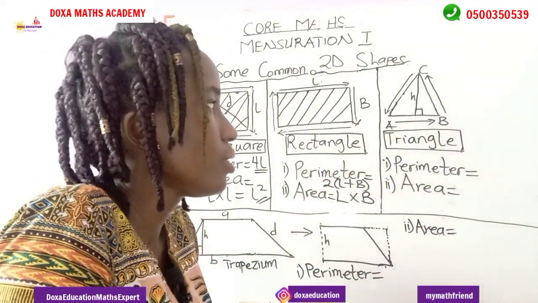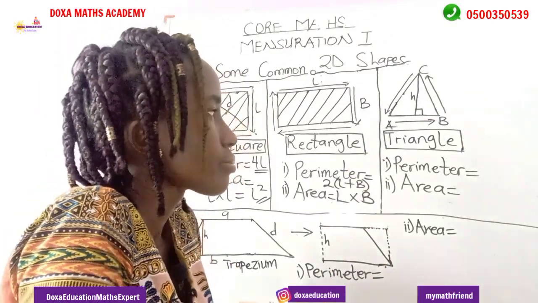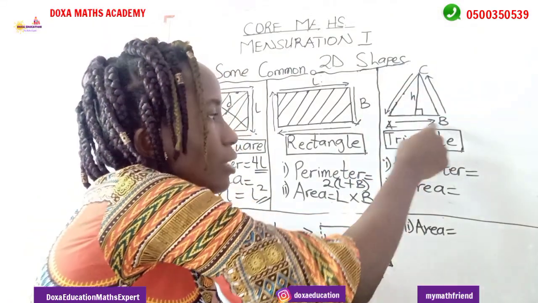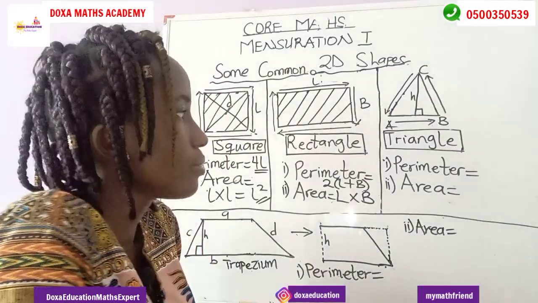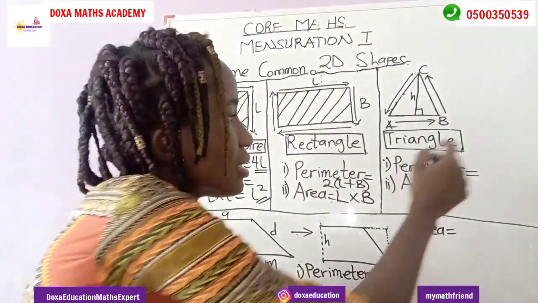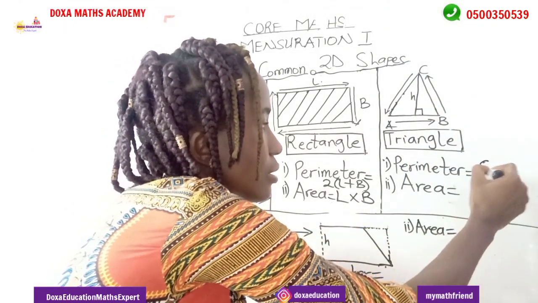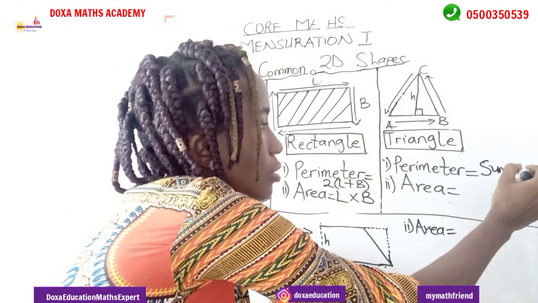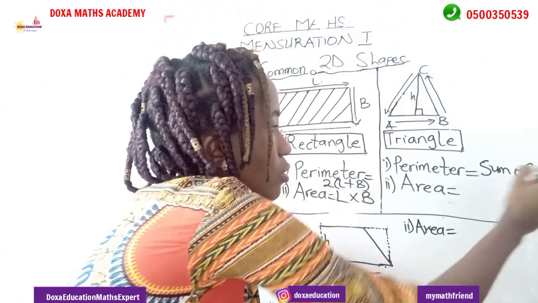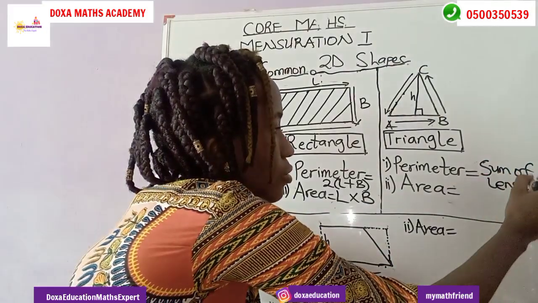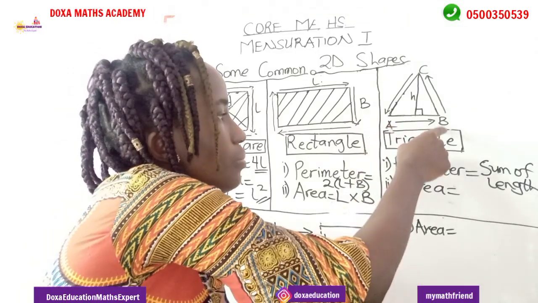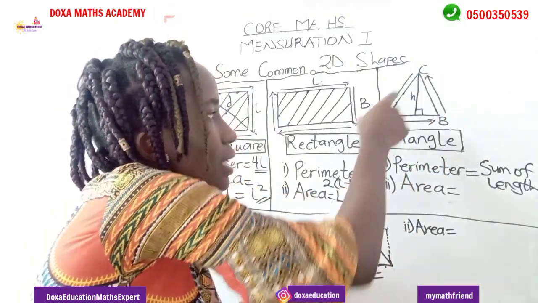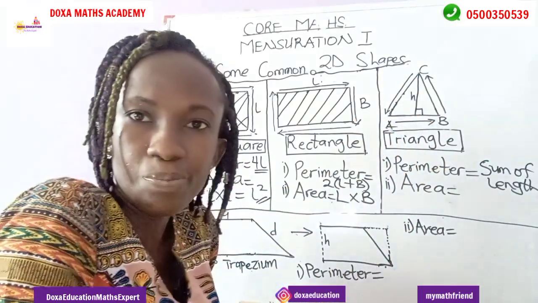That is a triangle. The triangle you see over there. Now, we will look at the perimeter, the total distance around the triangle. So the distance will be the sum of all lengths. The perimeter will be the sum of all lengths. So that will be AB plus BC plus AC. That is the perimeter.